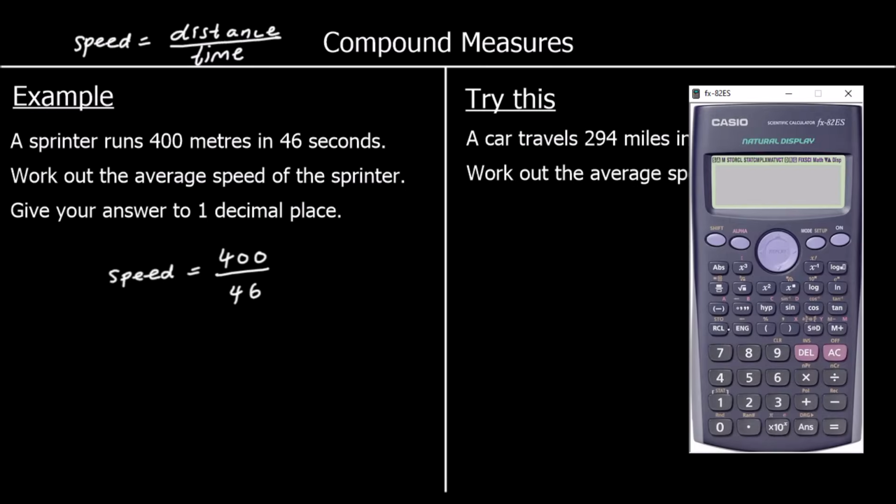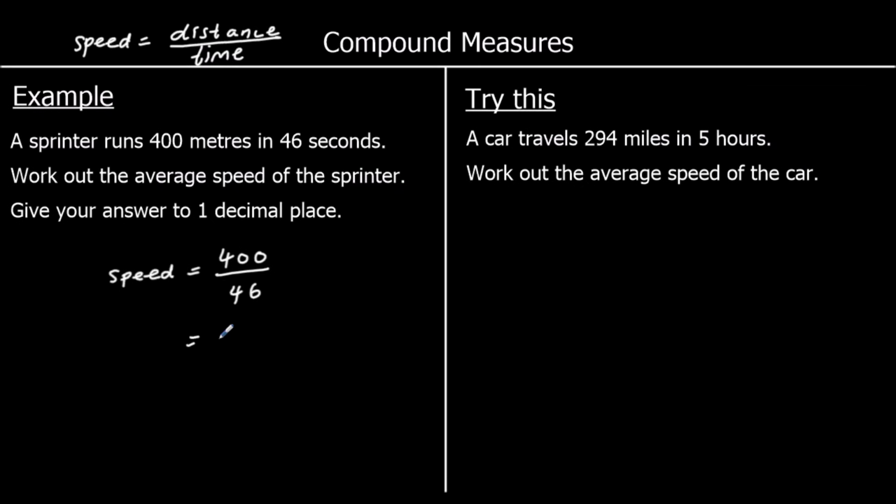So 400 divided by 46 to one decimal place is 8.7. So the speed is 8.7 meters per second.